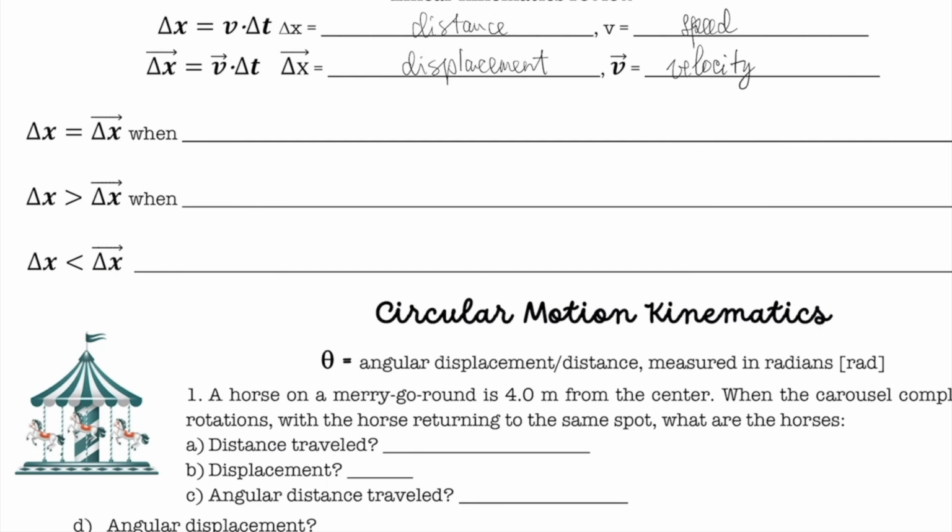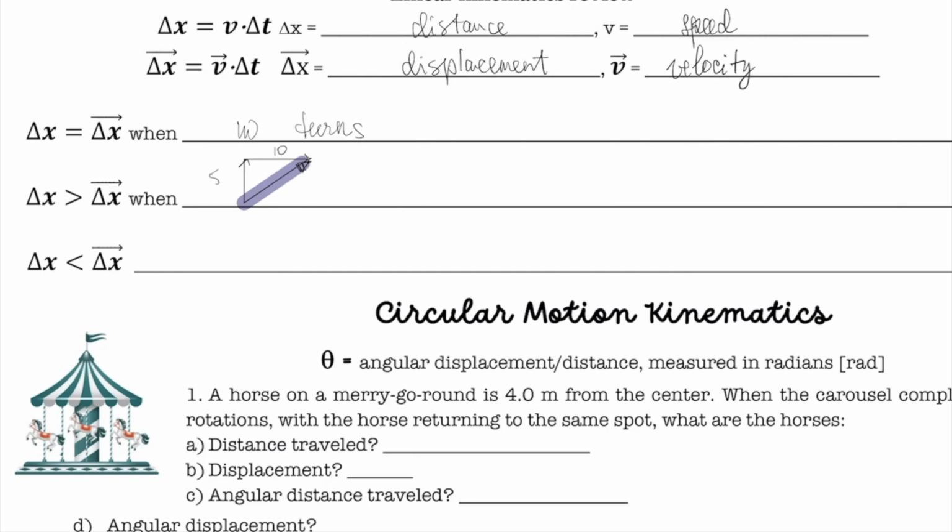Then we quickly reviewed when distance and displacement have the same magnitude. That is when there are no turns. When there are turns, for example, if I went north and then I went east, let's say 5 and 10, the distance traveled is 15, but the displacement right here would be that. This is the displacement because it's the connection between the start and the finish.